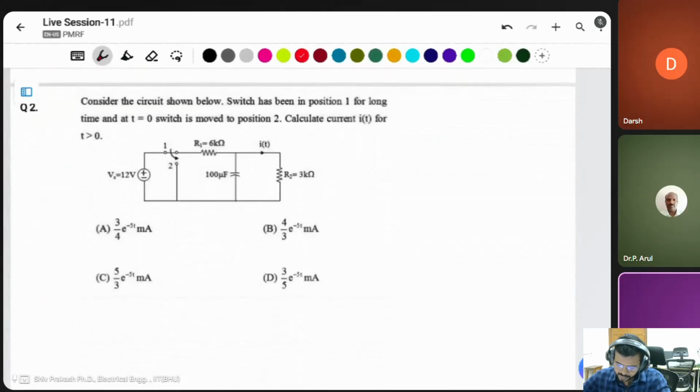The next question of this is, consider the circuit shown below. The switch has been in position 1 for a long time, and at t equal to 0 the switch is moved to position 2. After a long time period it will move to this one. Calculate the current IT, this current, we are asked about the current IT.